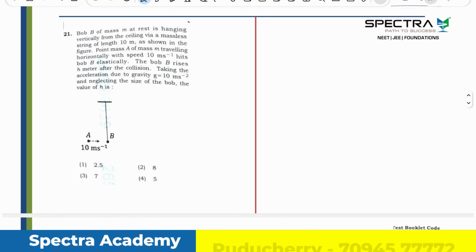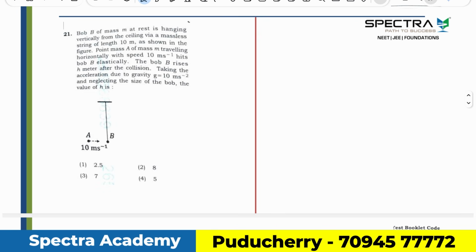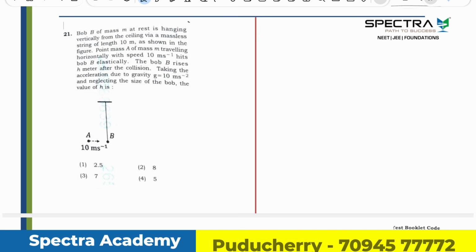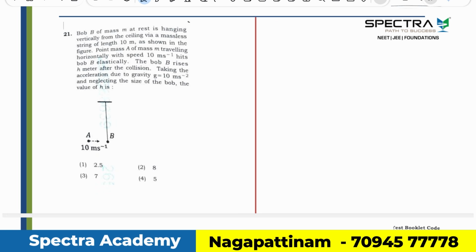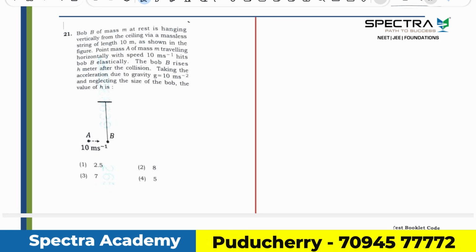Now coming to the next question. There is a bob B of mass m at rest, hanging vertically from the ceiling via a massless string of length 10 meter, as shown in the figure. Point mass A of mass m, traveling horizontally with speed 10 meter per second, hits the bob B elastically. Now the bob B rises h meter after the collision. Taking acceleration due to gravity g equal to 10 meter per second square, and neglecting the size of the bob, the value of h is.